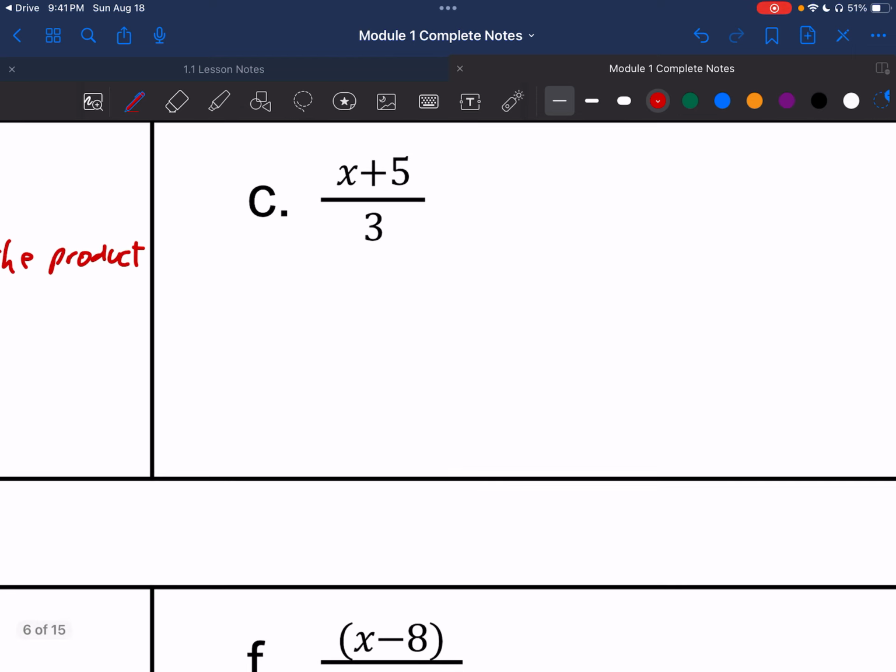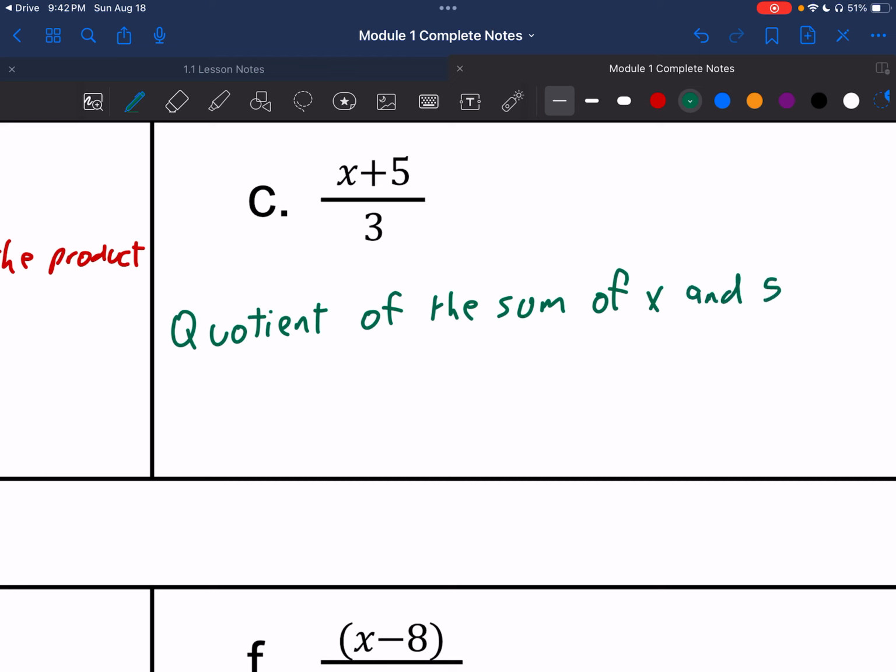All right, letter C. We have x plus 5 over 3, so how can we say that? We can say the quotient, because we're dividing, of the sum. So we're saying, what is the sum of? The sum of x and 5. So we have the quotient of the sum of x and 5 and 3. That's going to finish out our quotient portion. We're going to divide it by 3, so we have the and 3 there.